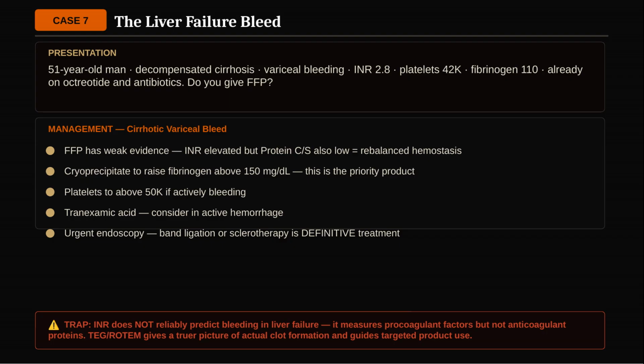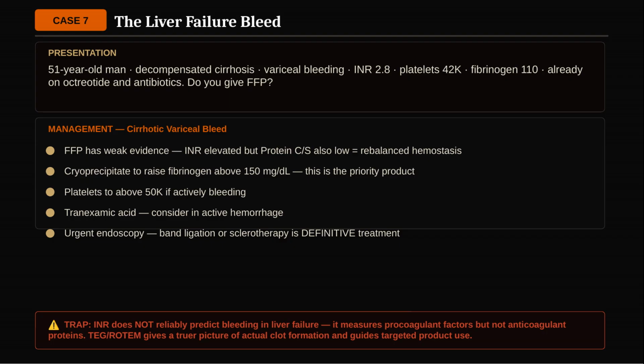The INR in liver failure reflects decreased procoagulant factors, but not decreased anticoagulant protein C and S. Both are also low, leaving the patient in fragile rebalanced hemostasis. FFP may not help and can worsen portal hypertension.